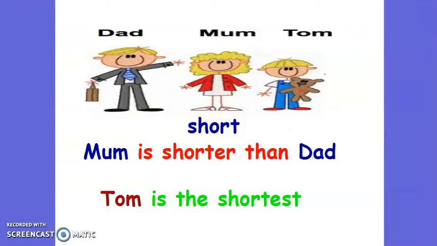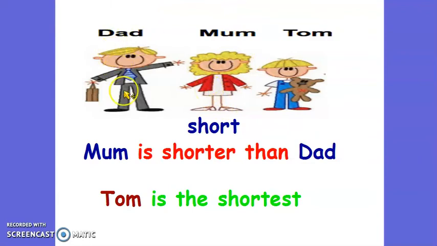Let's see this example. Here we have Dad, Mom, and Tom. Three persons, okay? And here we have the adjective short. Short is a short adjective, صفة قصيرة بمقطع واحد. Okay? If I have to compare between Dad and Mom and who is shorter, we will use the comparative form. إذا بدي أقارن بين Dad and Mom راح أستخدم the comparative form.